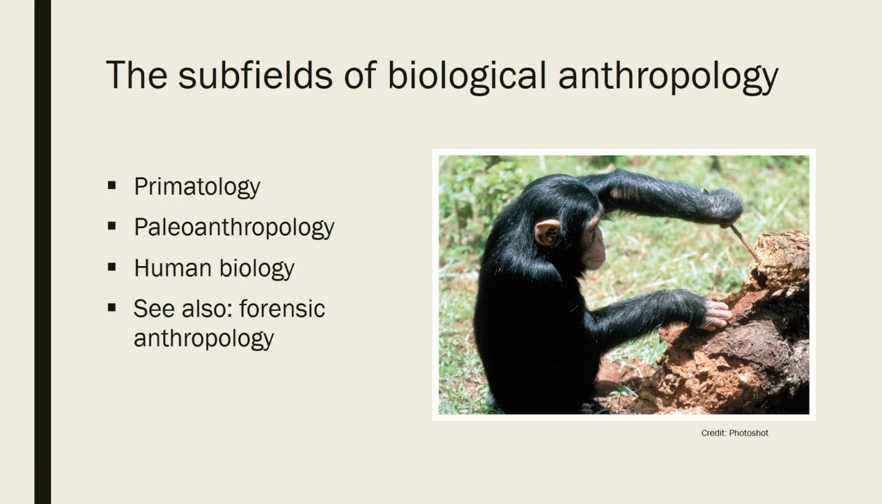Now we may add to these 3 major subfields of biological anthropology a 4th, and that is forensic anthropology. Forensic anthropology is the scientific examination of skeletons in hope of identifying the people whose bodies they came from, as well as how they died and how long ago they died. So a forensic anthropologist would be the sort of person who might be called in to help with a criminal case. Now, for the purposes of this course, we will be focusing on the first 3 subfields: primatology, paleoanthropology, and human biology.